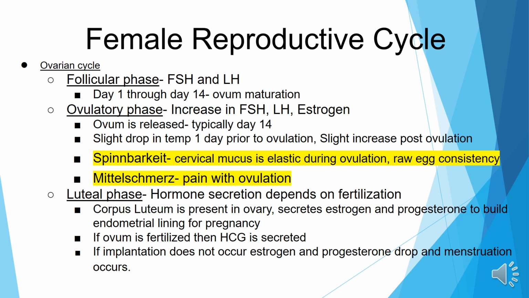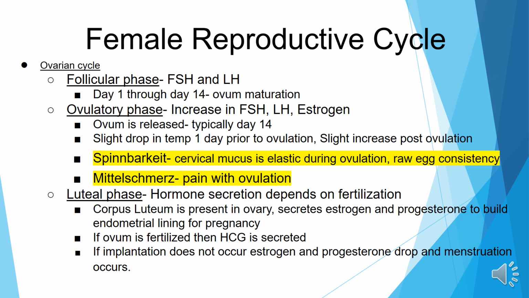Mittelschmerz is pain with ovulation. These are fun words to say, but many women will complain of a pain mid-cycle. It's usually on one side or the other, and it's very common to experience pain on the opposite side from the side that you're ovulating. So if you're ovulating from the right side this month, some people will complain of pain on the left side. It's like referred pain or something.